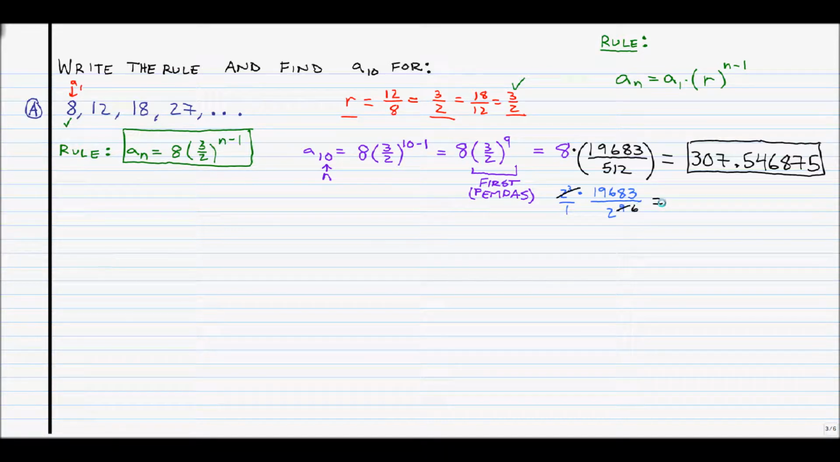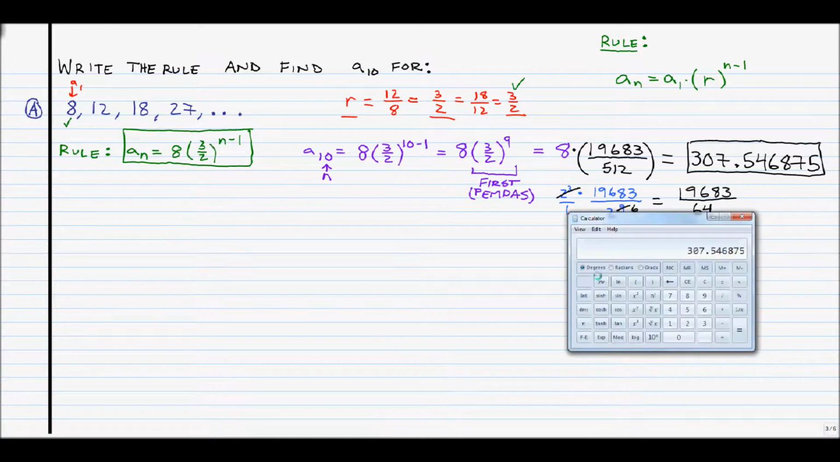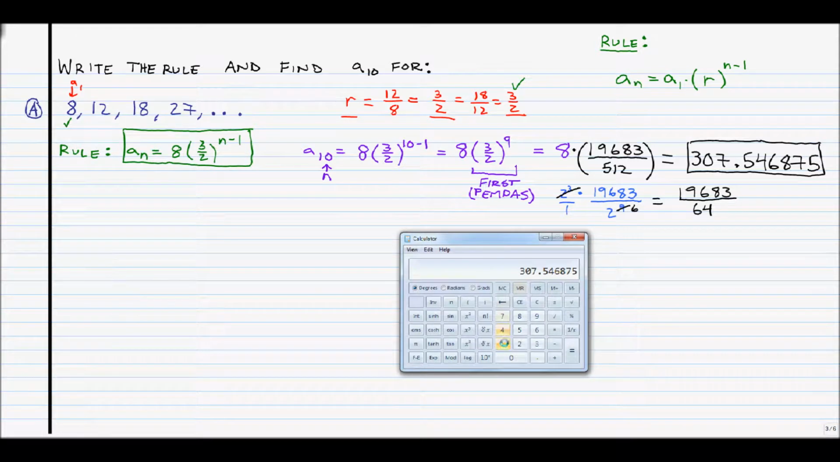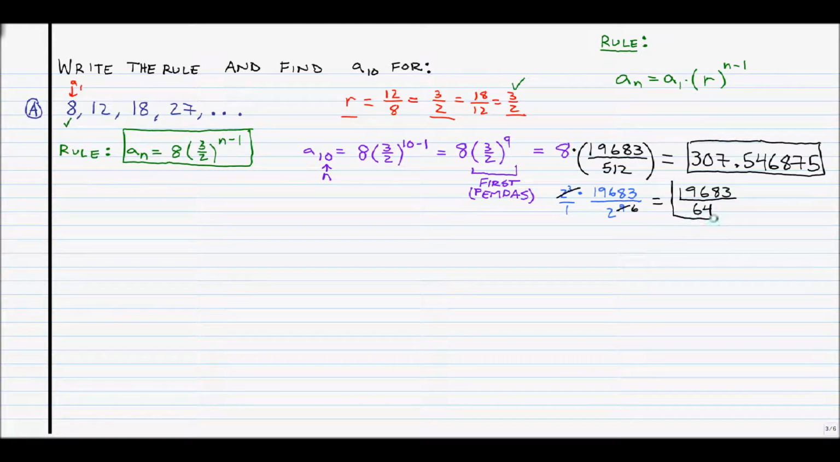In which case we could actually write this 307 thingy as 19,683 over 2 to the 6th, and 2 to the 6th is 64. Notice now, if I pull up the calculator and force it against its will to calculate 19,683 divided by 64, bam, same answer. So if you want to be everyone's favorite student, you want to make it a fraction. So this is better. I would prefer this fraction-y one. It's definitely better. But again, you don't have to.